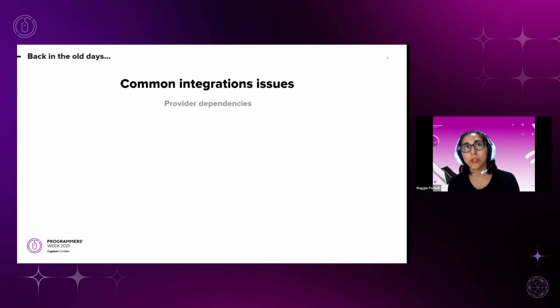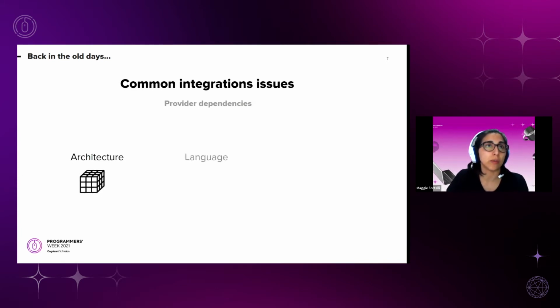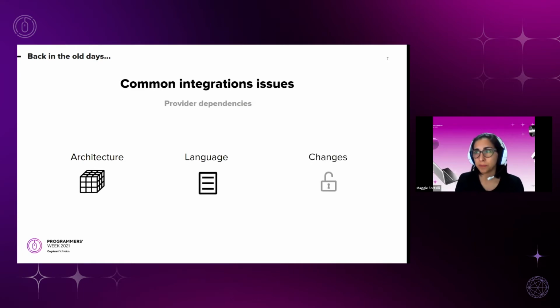So one main common integration issue is the provider dependency that this situation creates. What do I mean with provider dependency? Mainly your architecture, your language, and your changes will depend on whether the provider has everything that you need. For example, if there is a new version of .NET and you want to update your solution, your application, but your provider doesn't update their library, it's possible that you cannot make that update. So that was one of the bottlenecks that we had before in this kind of situation.